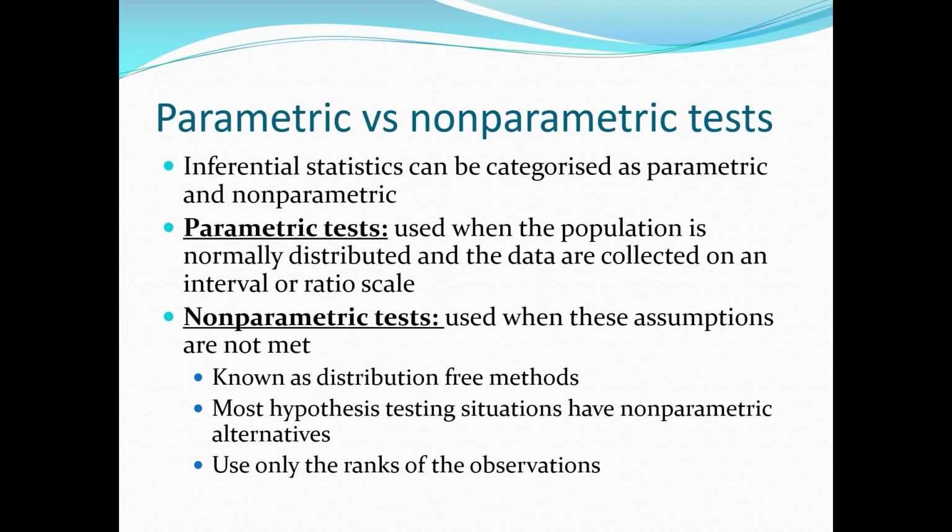So parametric tests use the means. Non-parametric tests use the ranks of the observations. Non-parametric tests can be used both when the data are normally distributed and when they are not. But parametric tests can be used only when the data are normally distributed. Parametric tests are considered to be more accurate. Okay.